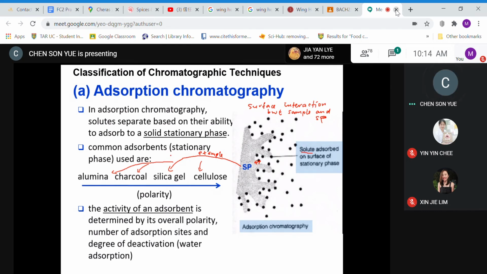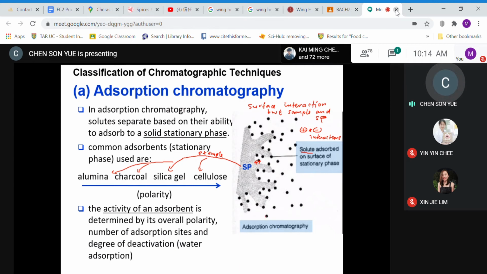And then this surface interaction, of course, is based on the what? The force between the sample and the stationary phase. There are forces, and these forces most probably are positive and negative interactions. It's more on positive and negative interaction, means charge interaction, charge and charge interaction. This is adsorption chromatography, and this is usually used for all types of separation.